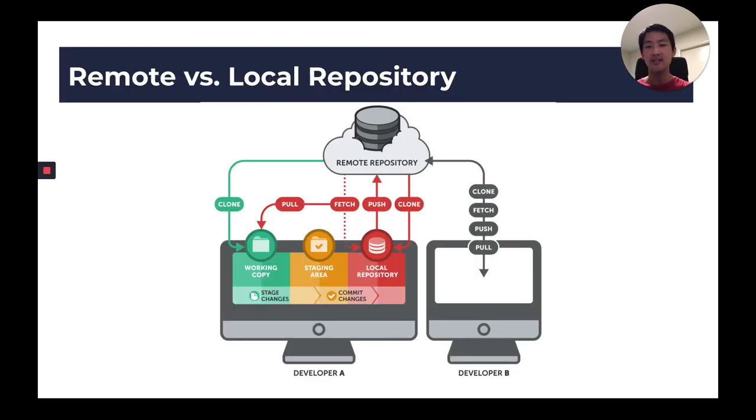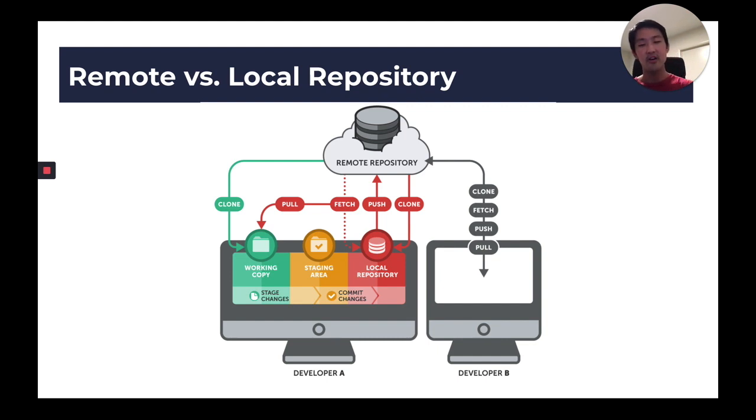Now I'll go into the differences between the remote and local repository. So as you can see, developer A is taking that working copy, making his changes, staging them, putting them in the staging area. Then after he's ready to make that commitment, he's committing those changes to his local repository, and it's still in that local repository. Then when he's finally ready, you see that big push arrow pushing his local repository into the remote repository in the cloud, in GitHub or Bitbucket or GitLab. And then you see some other red arrows.